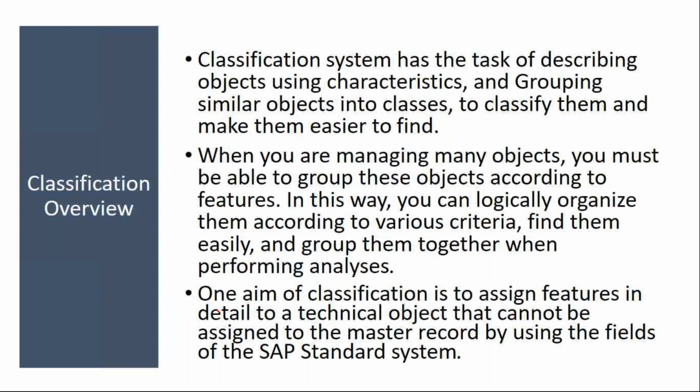Okay, so basically the classification system has the task of describing objects using characteristics, and grouping similar objects into classes to classify them and make them easier to find. So basically classification is nothing but grouping similar objects into one group.